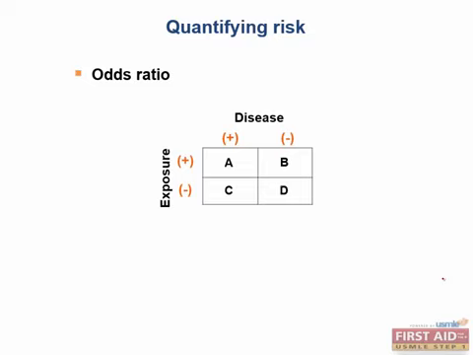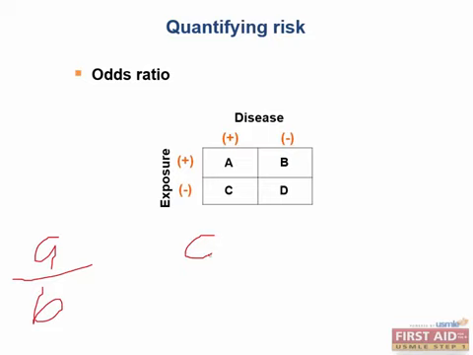So looking at this 2x2 table, we can easily compute the odds ratio in 3 steps, and this can easily become 1 step with some memorization. So first, we need to determine the odds that an individual has the disease given that he or she has experienced an exposure. This is given by A, people with both the disease and exposure, divided by B, people with exposure who are healthy.